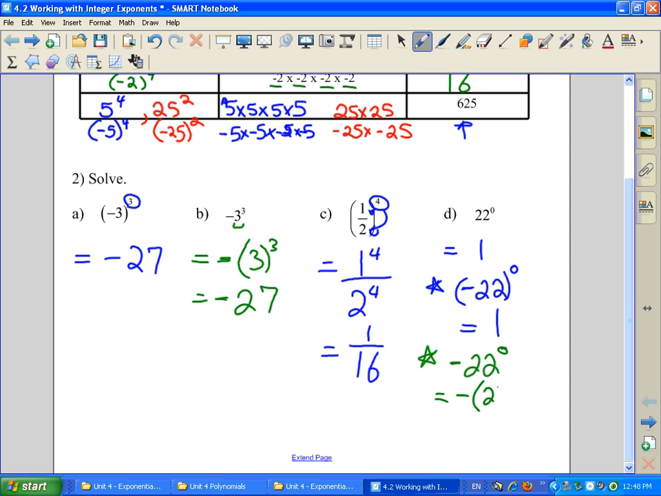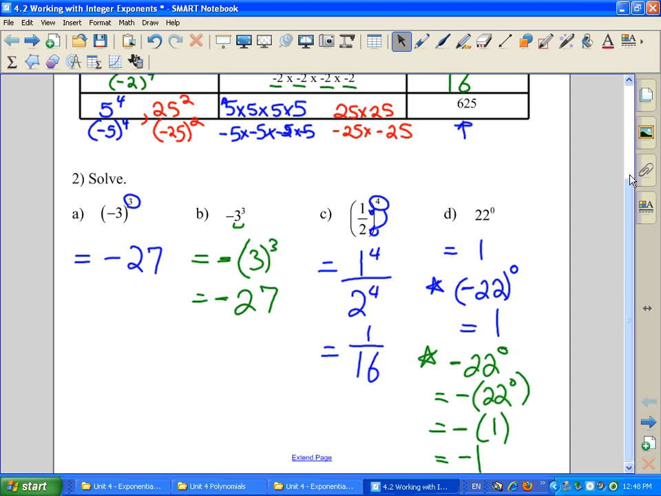It's not part of the base. So when I go to solve my exponent part first, it's going to be a negative sign out front times 1, which is going to give you -1. So when you have the zero exponent rule, ladies and gentlemen, remember anything raised to the exponent 0 is 1. But if you have a negative out front, like in the screen section, it's not part of the base.